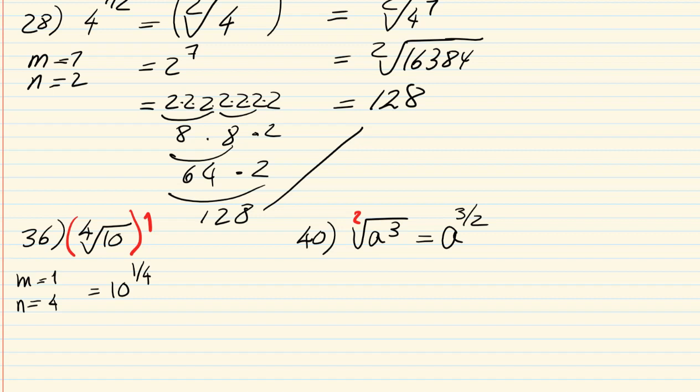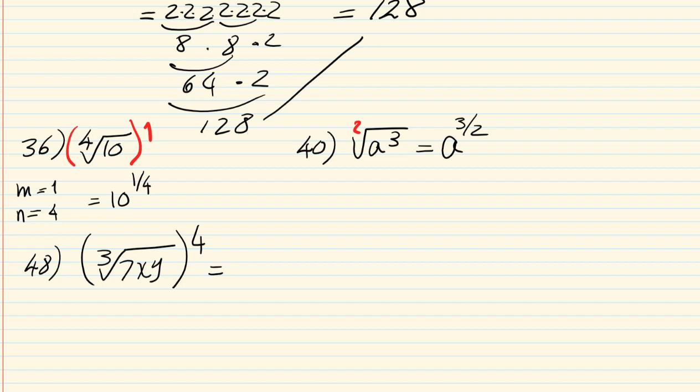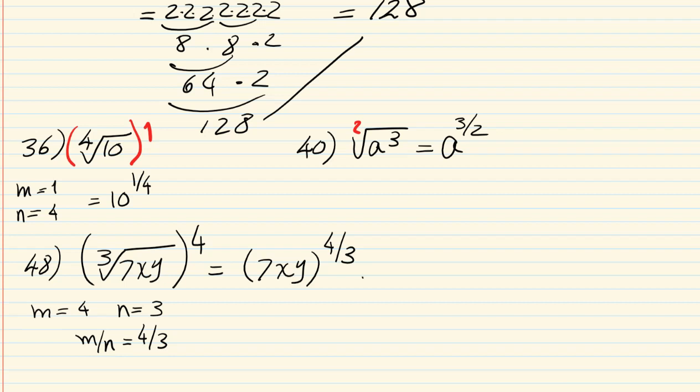Let's take a look at another one. So for instance, let's say we'll look at number 48. In number 48, I have the cube root of 7xy to the 4th power, and I can rewrite that as, okay, so here's my 7xy. Question is, what is the exponent, the fraction in the exponent? So here again, m is 4, n, the index, is 3. And remember, our form of fraction is m over n, so 4/3. That's what's going to go here. That's the rewrite of that one.